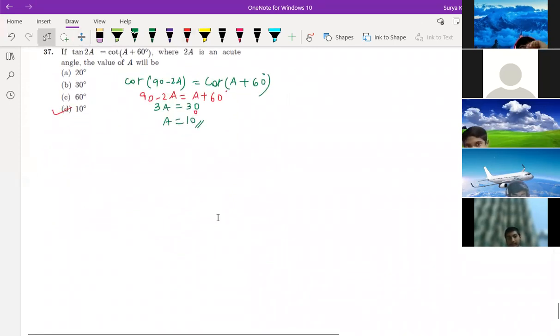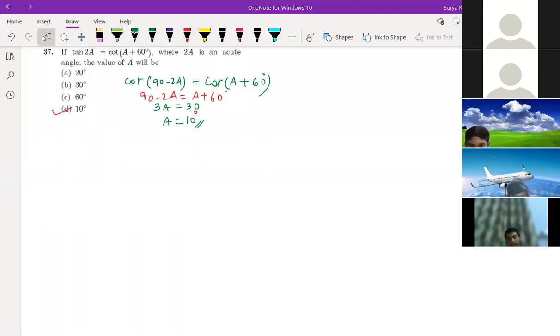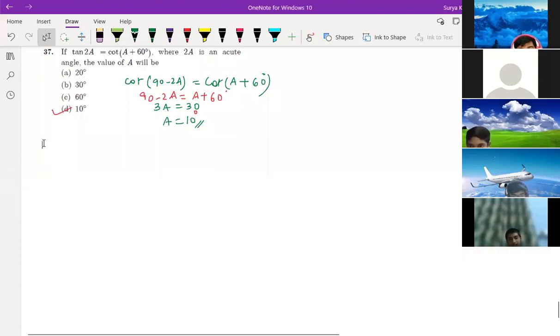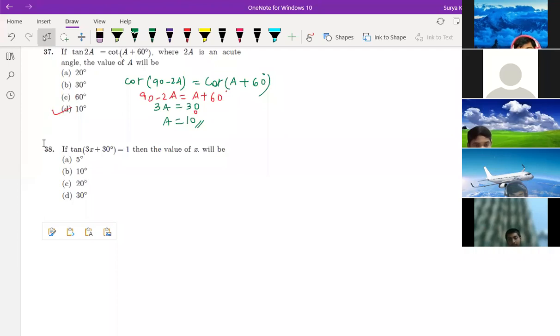Next is the 38th one, that is tan of 3x plus 30 degrees equals 1. Then what will be the value of x? Tell me, who can say? 5. Tan 45 equals 1. So 5 into 3 is 15, 15 plus 30 is 45. Yes, it will be 5, sir.